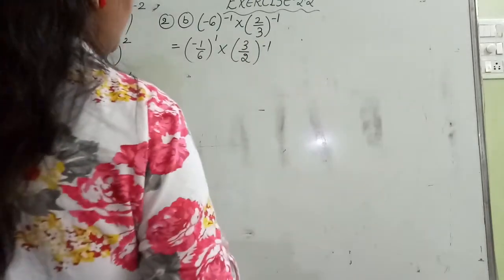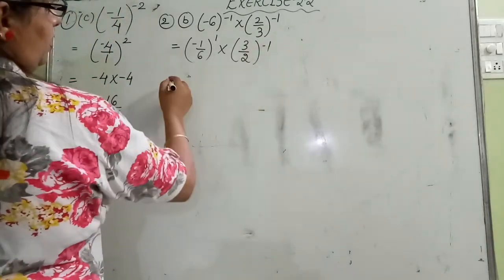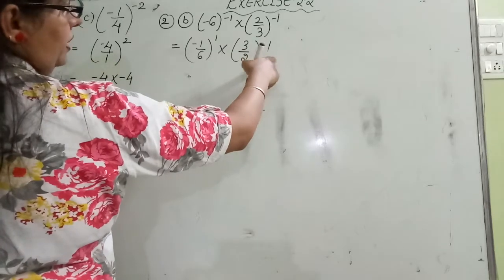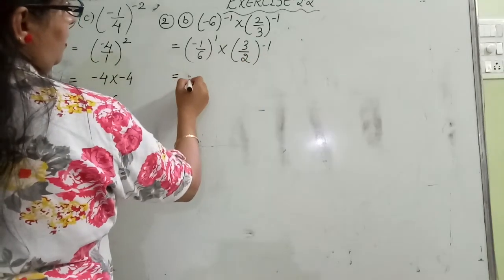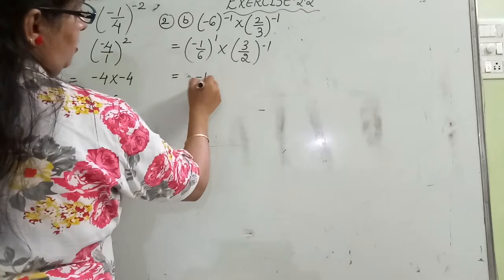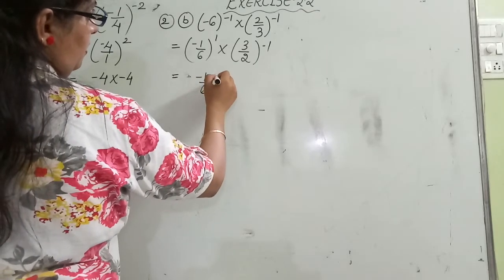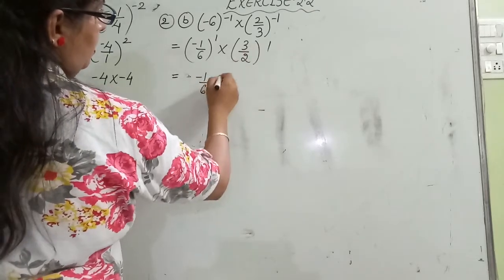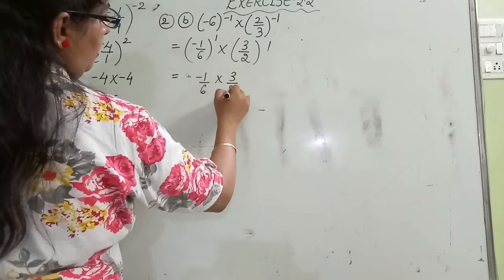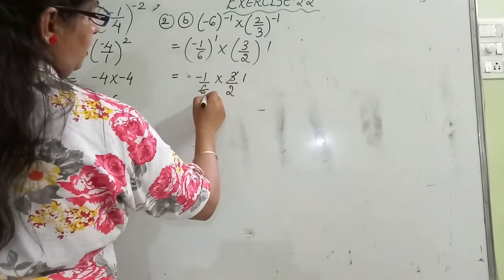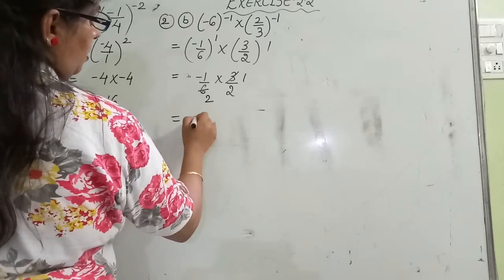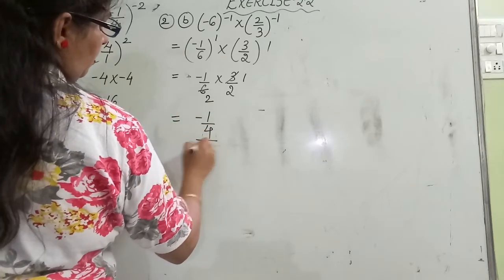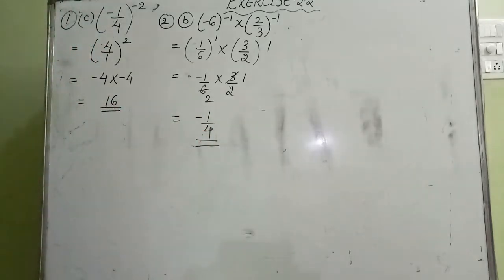If you want, you can write the reason also. x raised to the power minus 1 is equal to 1 by x raised to the power 1. This will be equal to minus 1 by 6 into 3 by 2. 3 1s are 3, 3 2s are 6. This will be equal to minus 1 by 2. Now simplify.